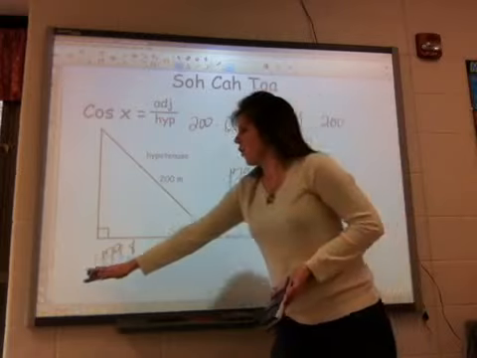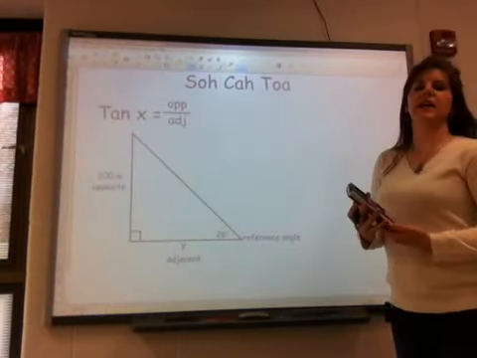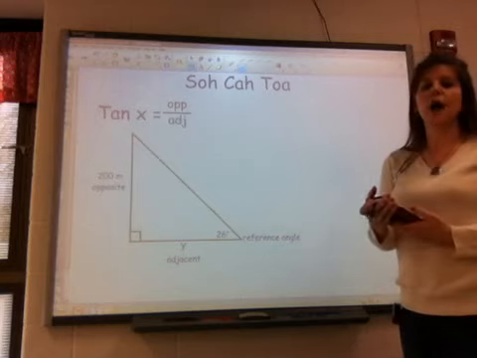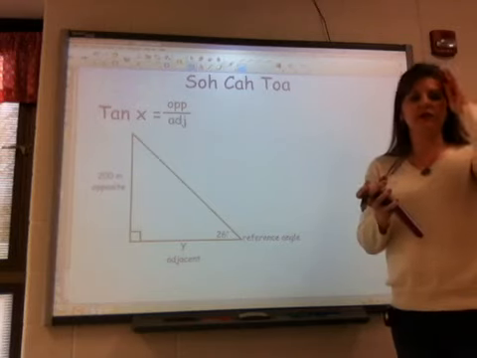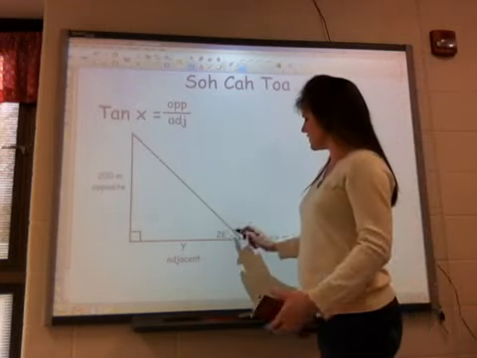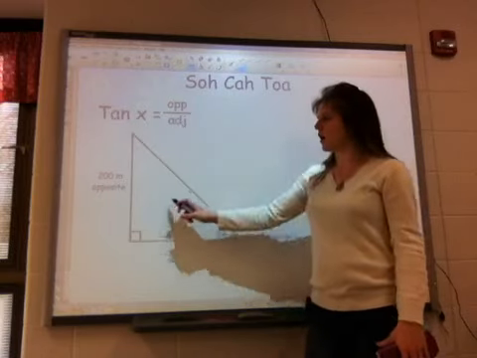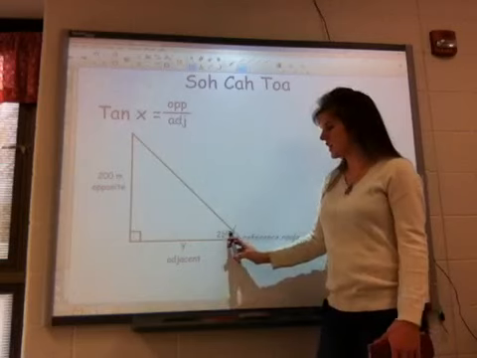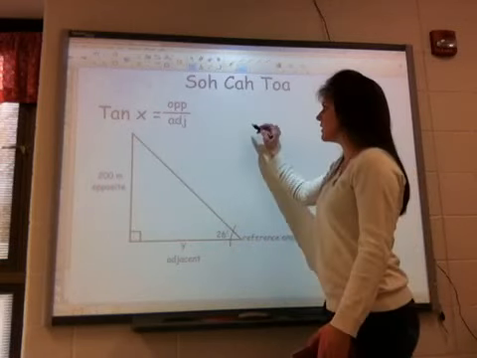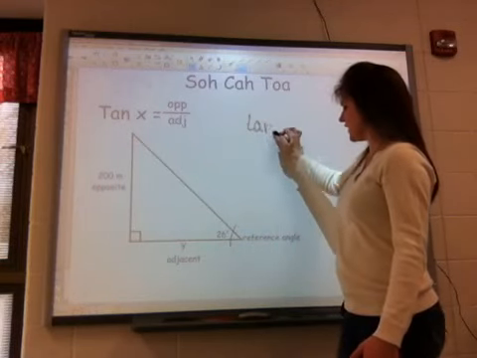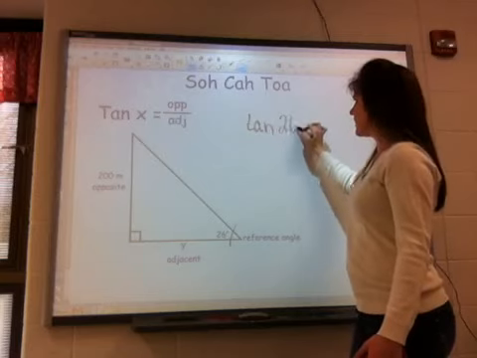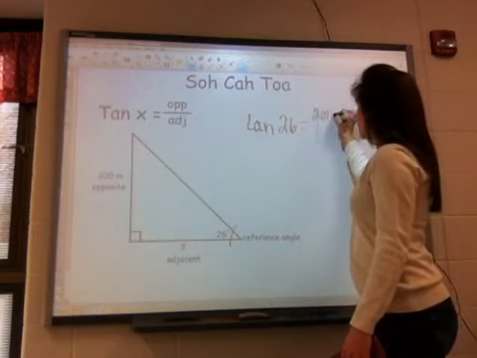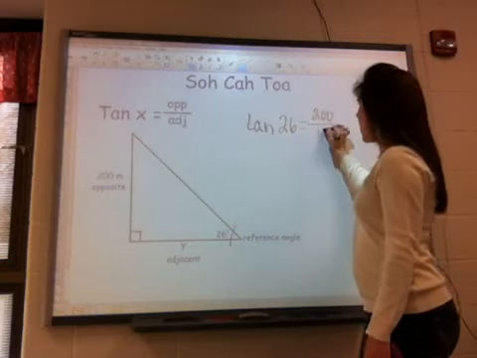Now, we've got one more trig ratio, tangent. Tangent of the angle x is equal to the opposite over the adjacent. This time it does not involve the hypotenuse. So once again, my reference angle is down here. Across from it is the side opposite. Down here next to it, touching the angle, is the side that is adjacent. So I'm going to set it up the same way. Tangent of the angle, 26, equals the opposite, which is 200, over the adjacent, which is y.